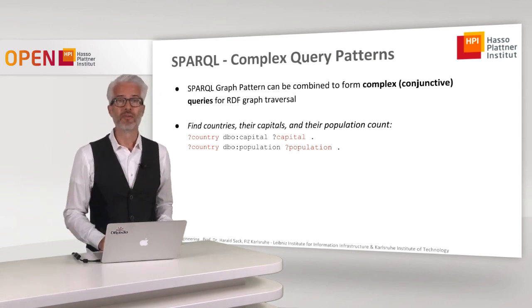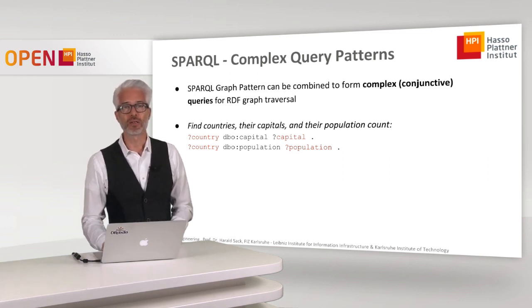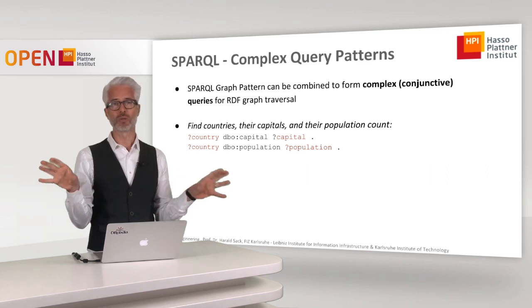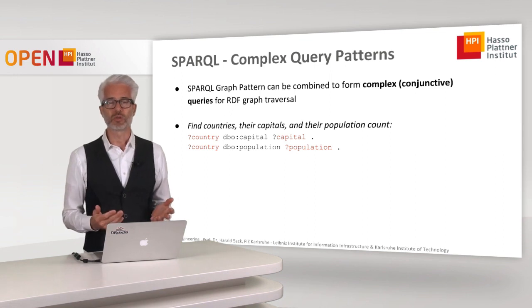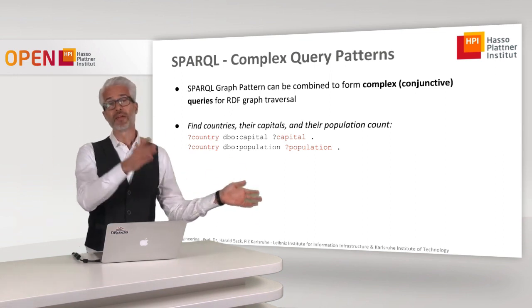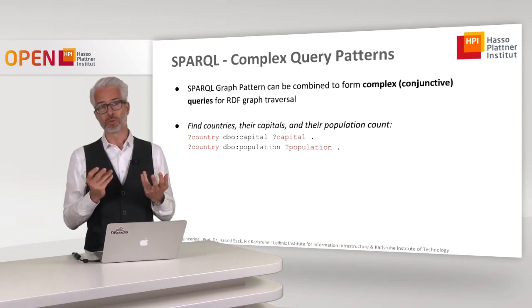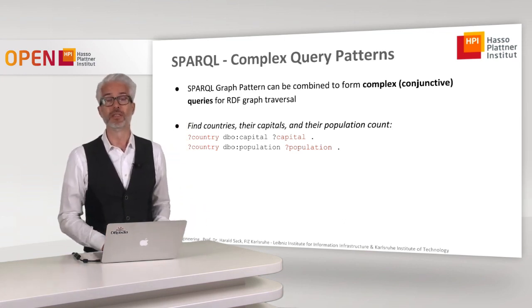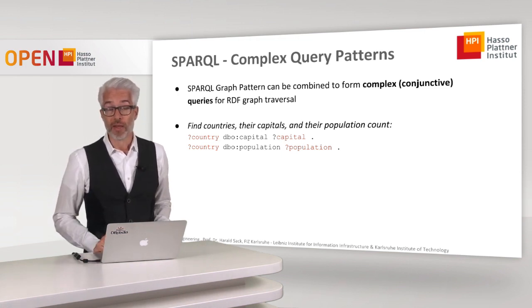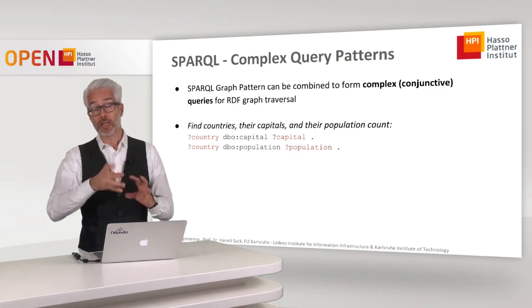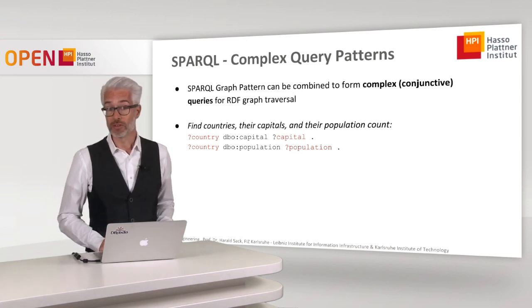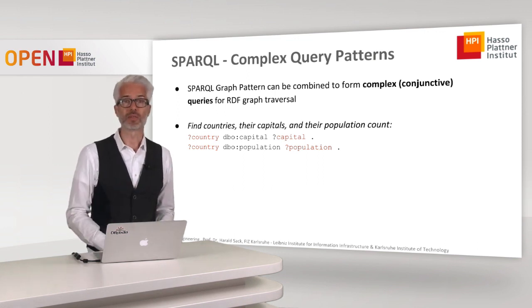So for example, here we have find countries, their capitals, and their population count. And what you do here is, of course, we have the first line that we know already, country, DBO capital, and capital. And then we add another triple pattern, which we say, yeah, it should be the same country. And then we use another property, which would be here then DBO population. You can look this up in the DBpedia ontology. And then another variable, which then would be population. And then, of course, countries, their capitals, and their population will be conjunctively combined and returned. So both patterns must match with the variables given there.